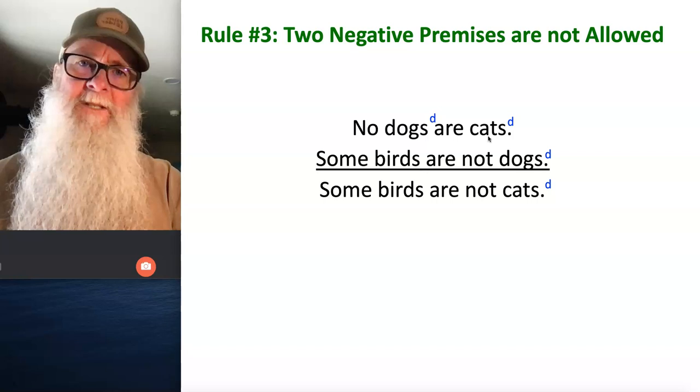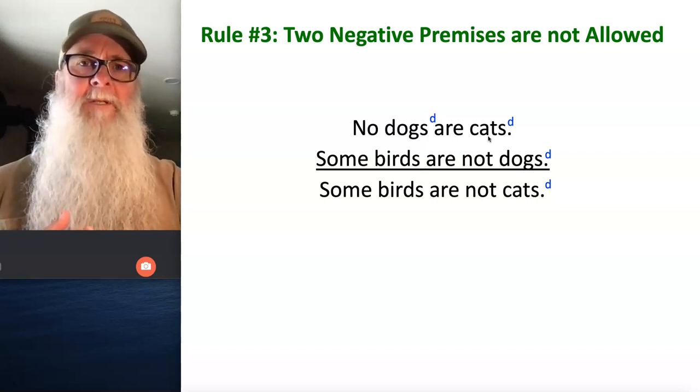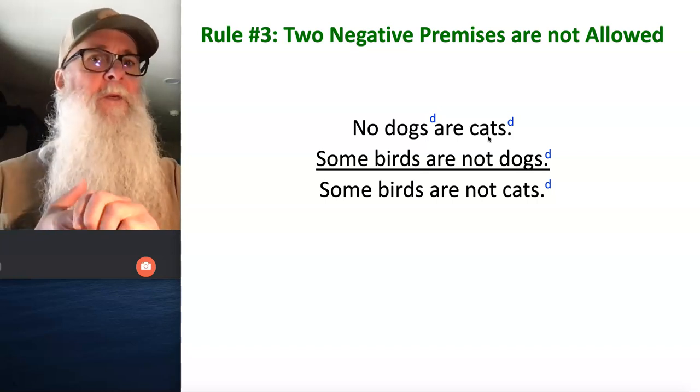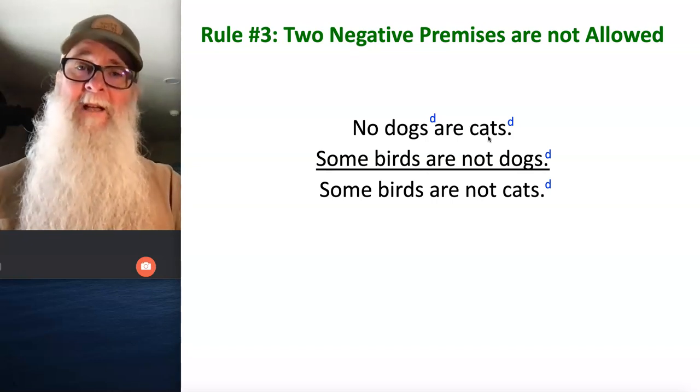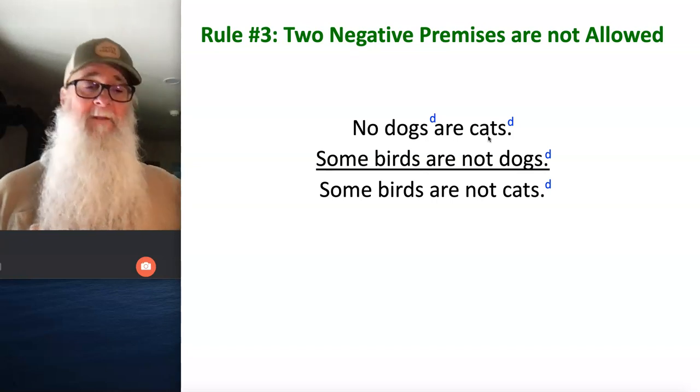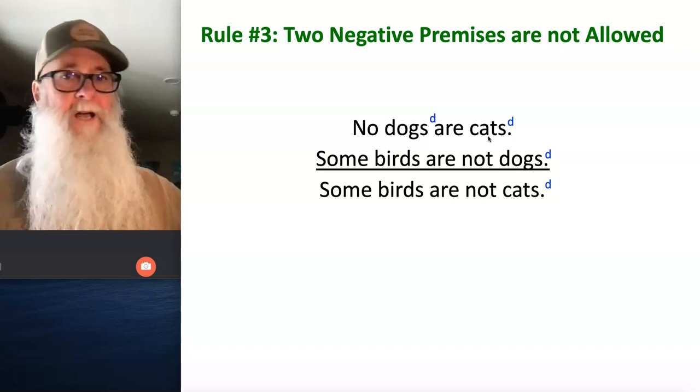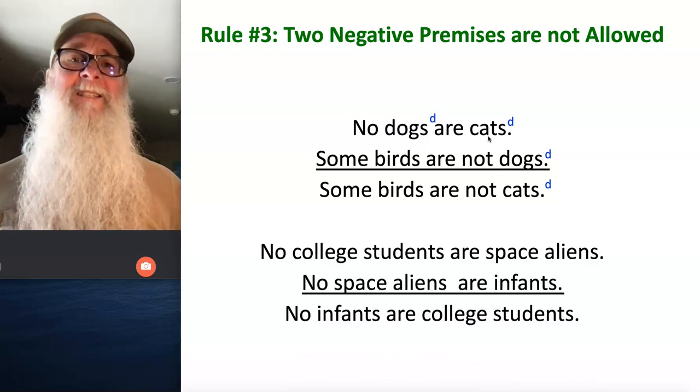But our first premise is an E statement, and our second premise is an O statement, and those are both negative statements. So we say this argument, even though it adheres to rules number 1 and 2, does not adhere to rule number 3, and it is invalid.